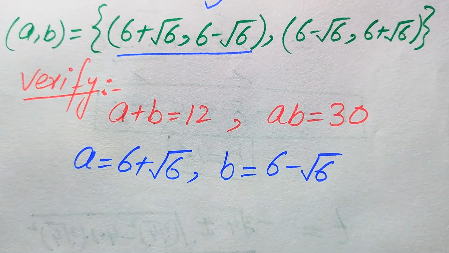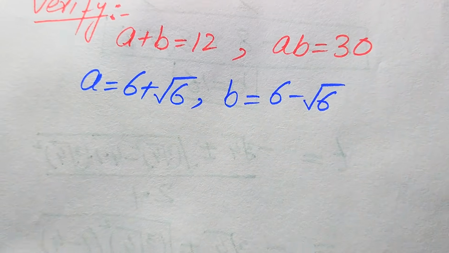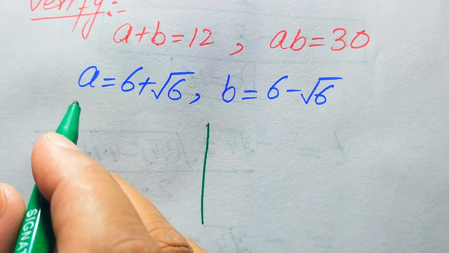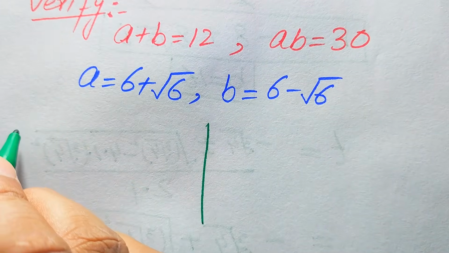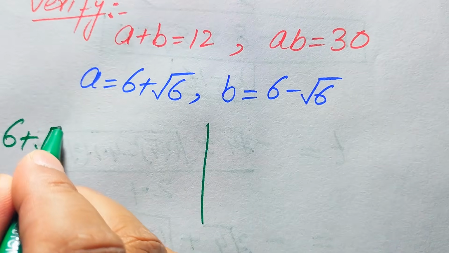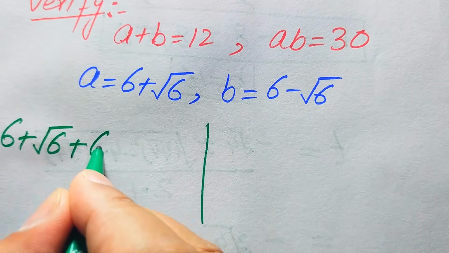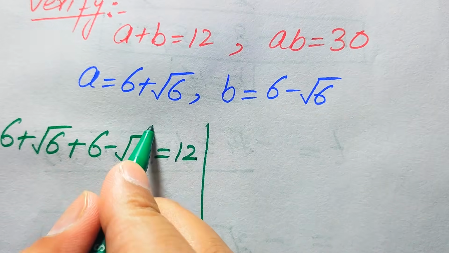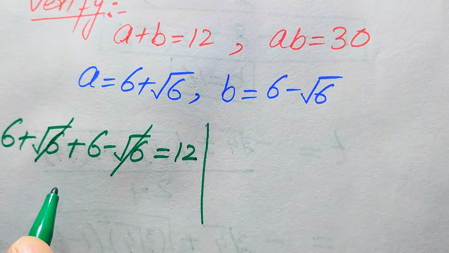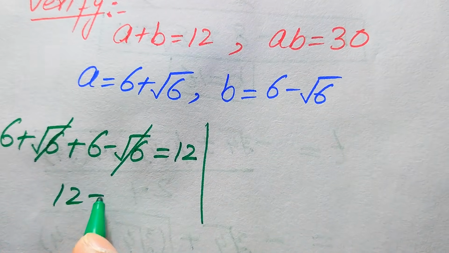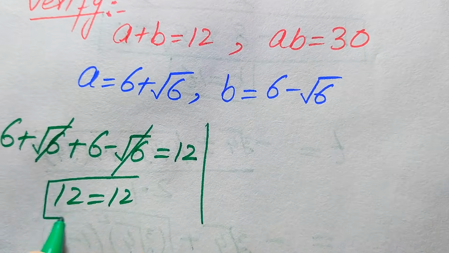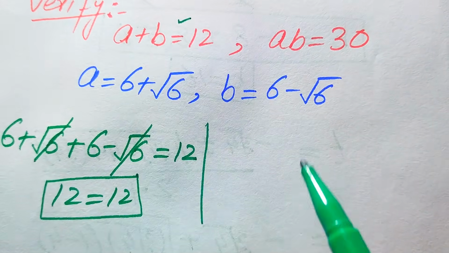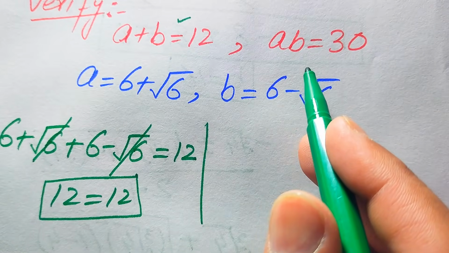So we put both of these values of a and b into both of the above equations. In this side we put these values in this equation, a plus b. The value of a is 6 plus square root of 6, and the value of b is 6 minus square root of 6, which equals 12. The negative and positive terms are gone, and 6 plus 6 becomes 12, equals 12. So this means that these values satisfy the first equation.